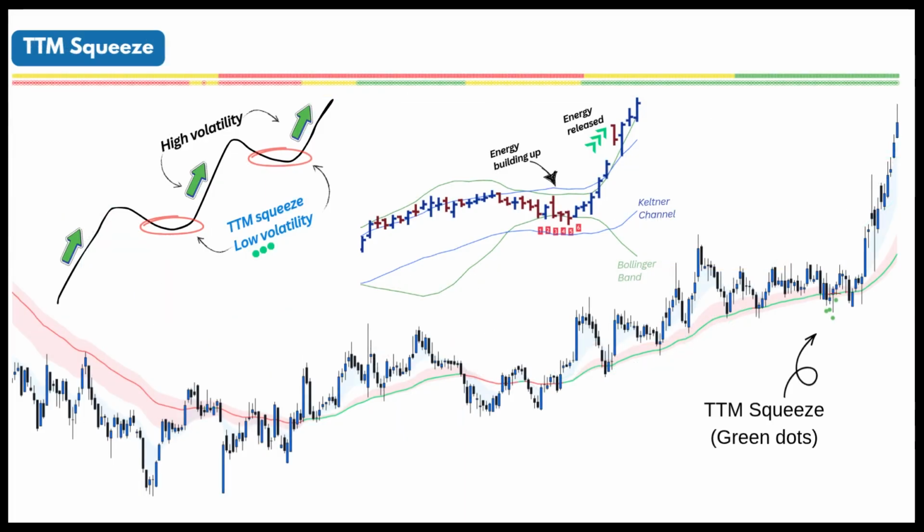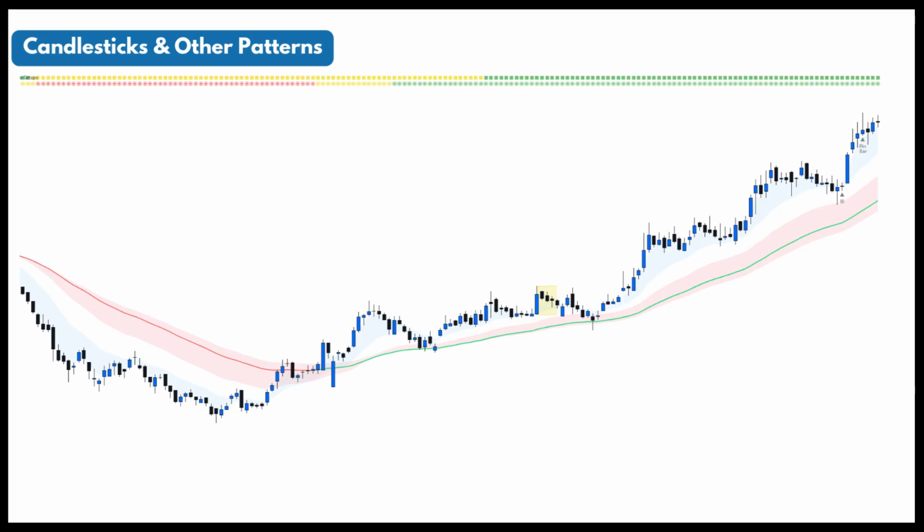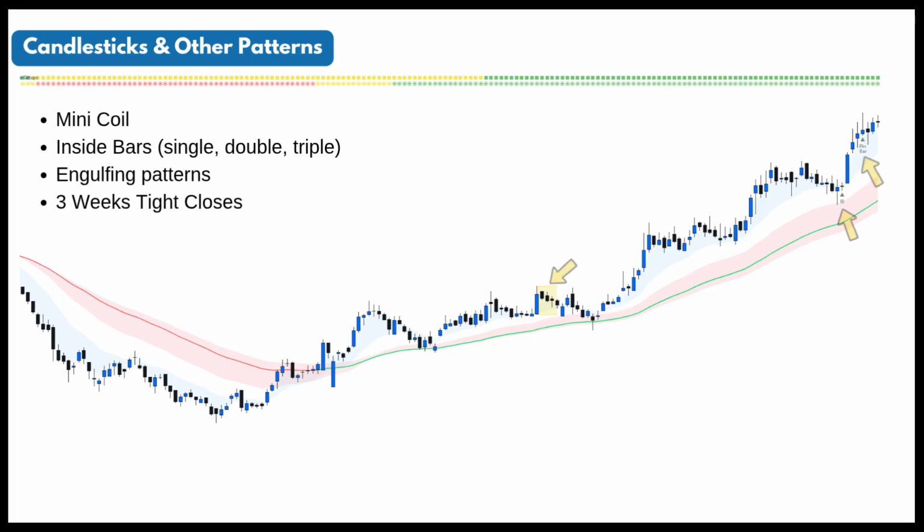TTM squeeze shows green dots when Bollinger Bands enter Keltner channels, flagging low volatility builds ready to explode. Spot key candlestick patterns like mini coils, bullish and bearish engulfing, pin bars, and inside bars for precise entries.